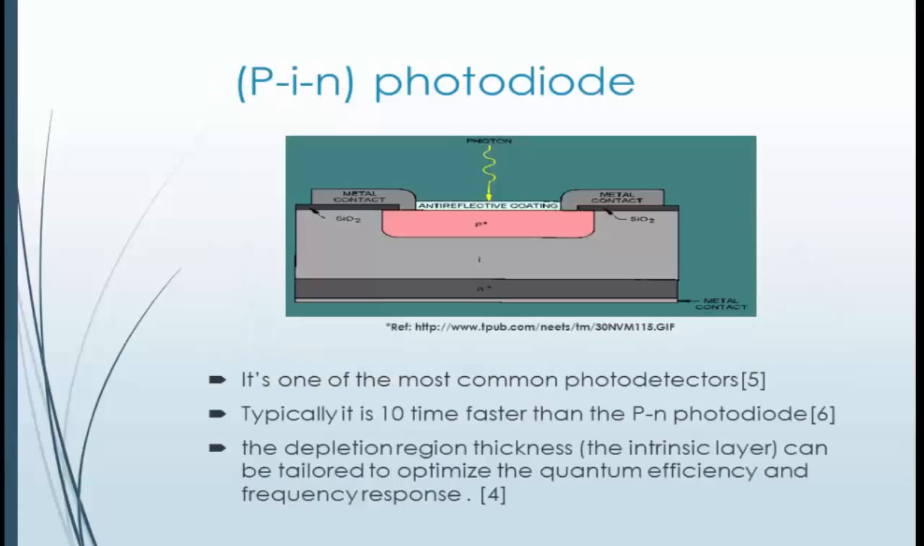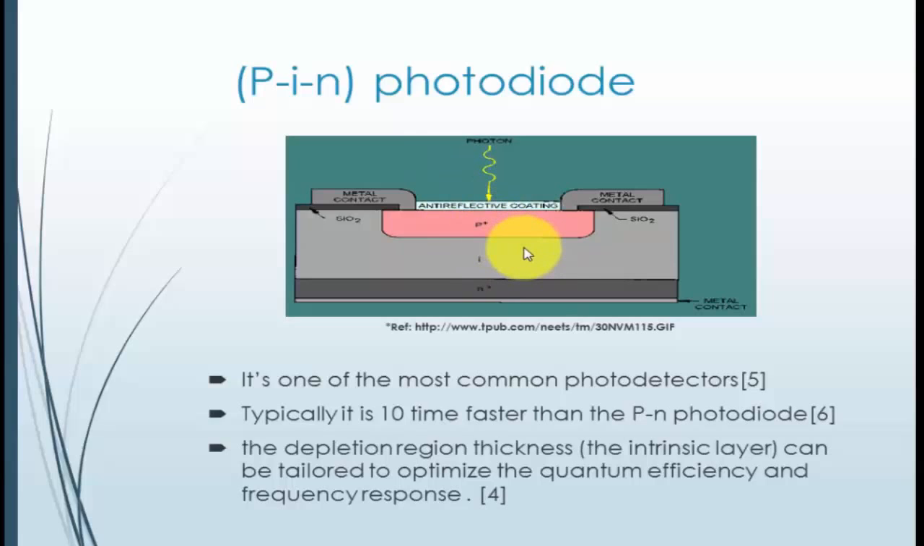We have here also the PIN photodiode, which is one of the most common photodetectors. As it can be seen here, this is the general structure of the PIN photodiode. Here we can see the photon, how it's entering, and here we have an anti-reflective coating. The point of having this material is to absorb most of the light. So actually this photon will penetrate inside the semiconductor.